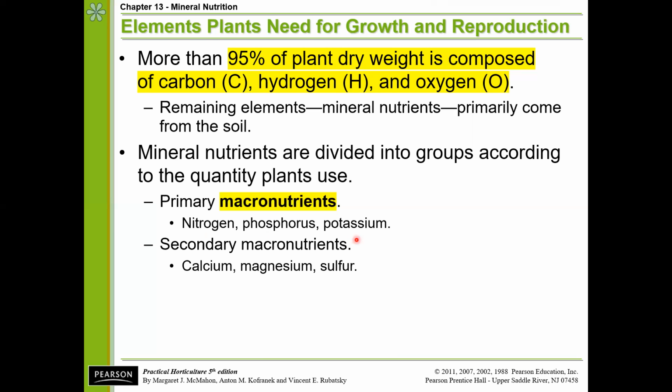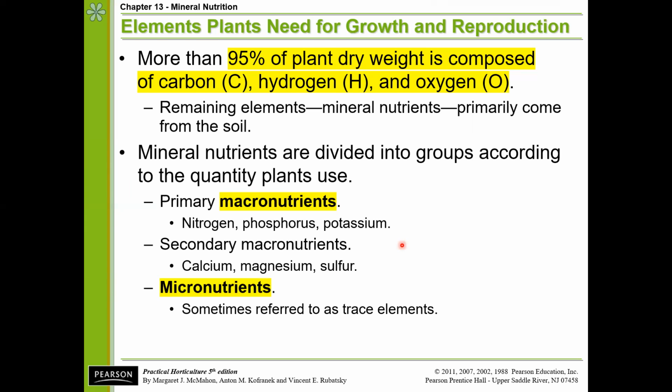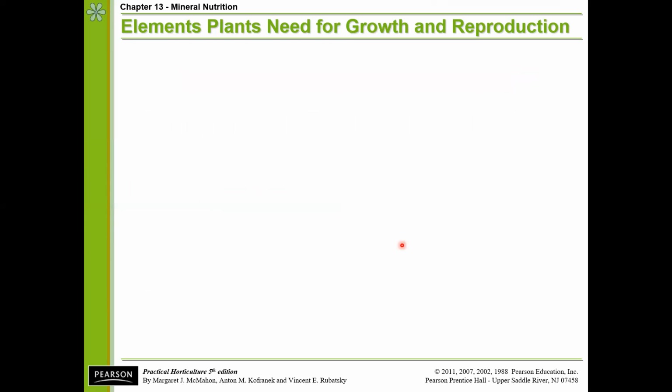Then we have the secondary macronutrients, and these are needed in fairly large amounts, relatively large amounts, but much less than our primary macronutrients. And those are calcium, Ca, magnesium, Mg, and sulfur, S. Then everything else are our micronutrients, which we also refer to as trace elements.